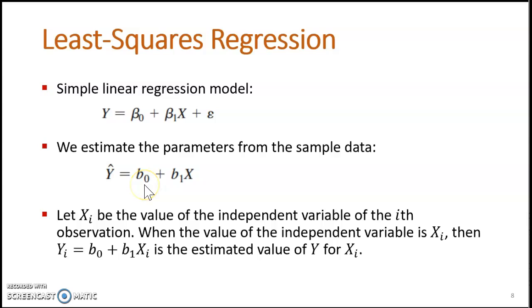Therefore, again, we define b naught and b1 to be the estimates of beta naught and beta 1. Thus, the estimated simple linear regression equation is given by y hat equals b naught plus b1 x. Okay, and let xi be the value of the independent variable of the ith observation. When the value of the independent variable is xi, then y hat i equals b naught plus b1 xi is the estimated value of y for xi.